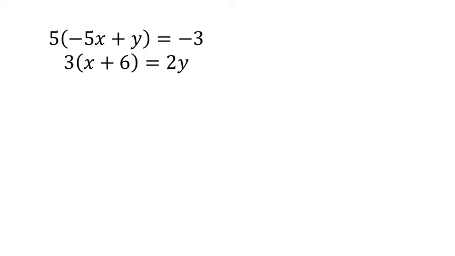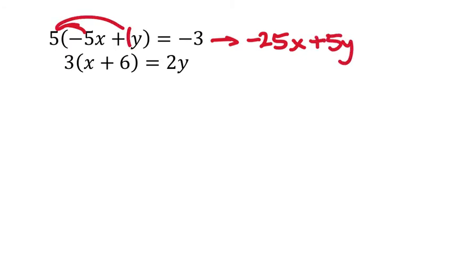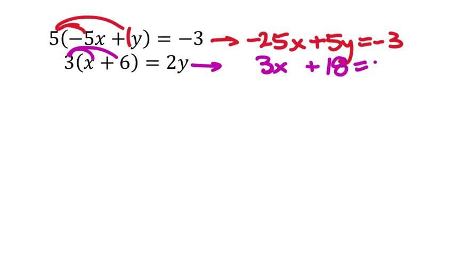All right, so let's go and start with some distribution on both. So I got 5 groups of negative 5x's. Going to transform this into negative 25x's. 5 groups of, you can show the phantom 1 right there if you'd like, but that's going to be positive 5y's. This equals negative 3. And then the second equation, I'm distributing the 3 into the parentheses. So that's going to change this one into 3x plus 18 equals 2y.